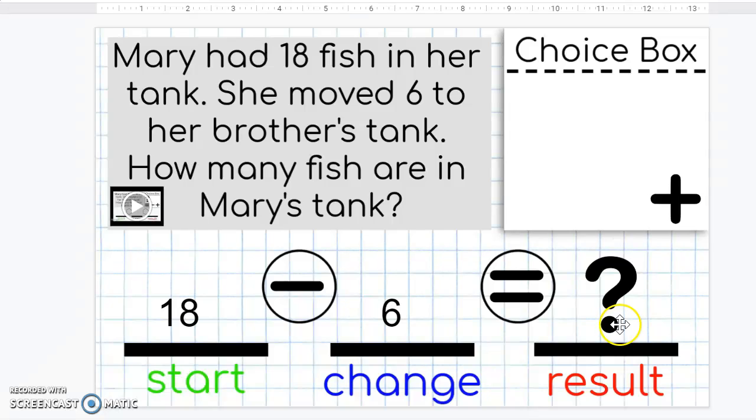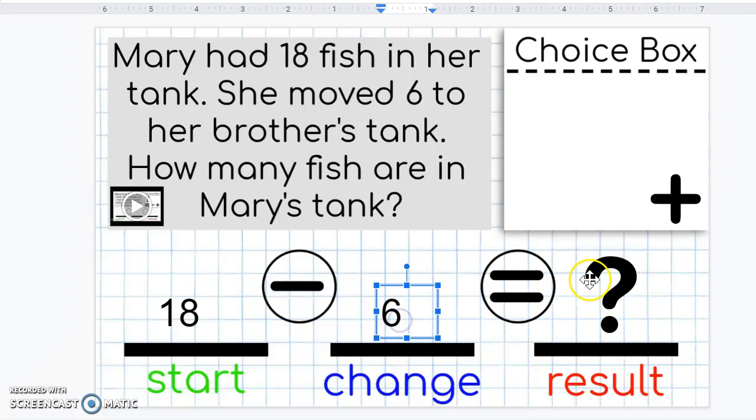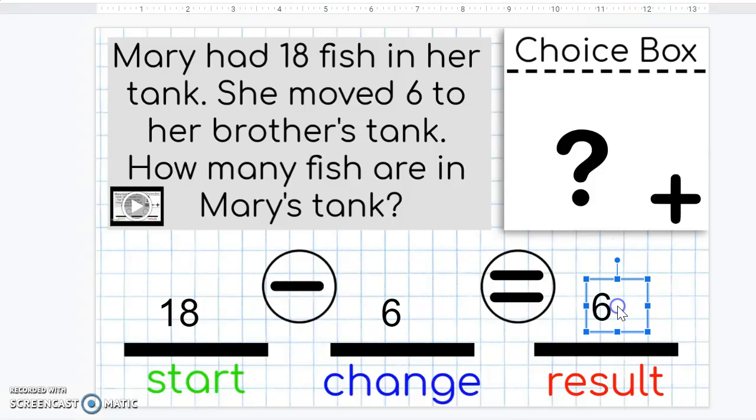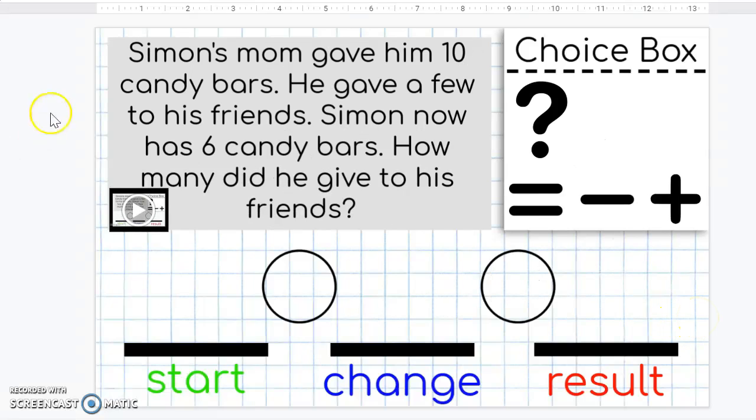Then, after they talk with you or use some manipulatives or a hundreds chart or whatever, they can take that question mark away. And I can then tell you that 18 minus 6 is 12. So she had 12 fish left in her tank. Okay, now let's go to another one. This one is a little bit more difficult because it's not so straightforward.